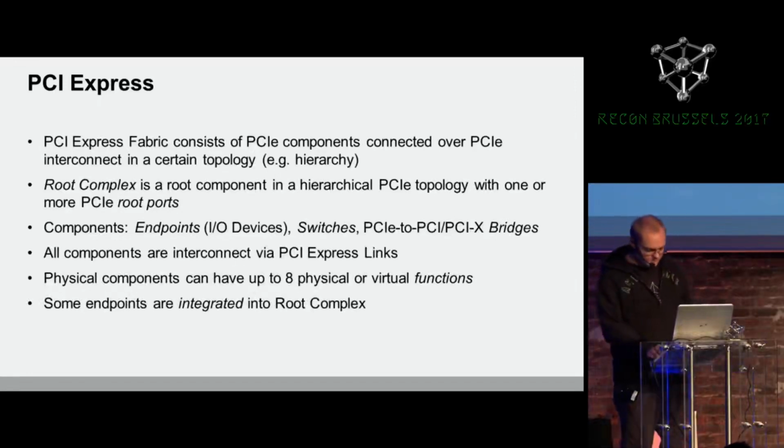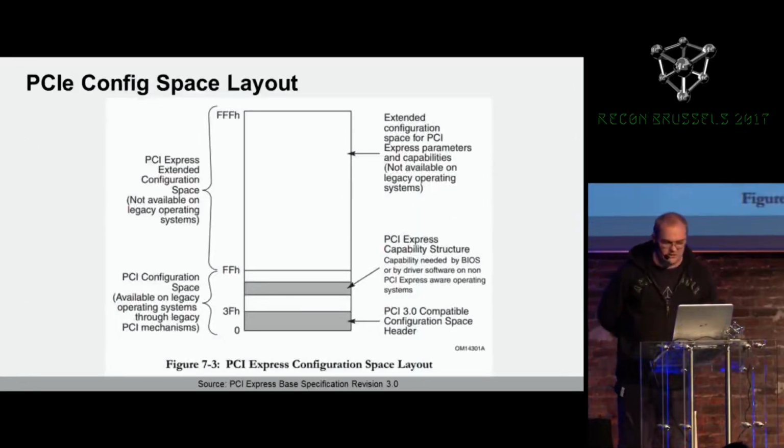So basically, this protocol allows us to talk to the device, send DMA and so on. Every device has a PCI config space, and that PCI config space contains the header, then the PCI Express capability structure and the extensions. So the entire structure is 4K, but without extensions it's 256 bytes.